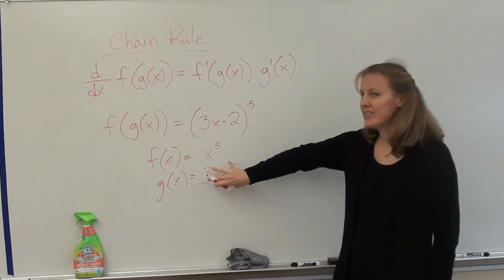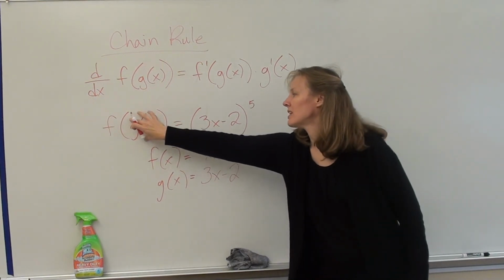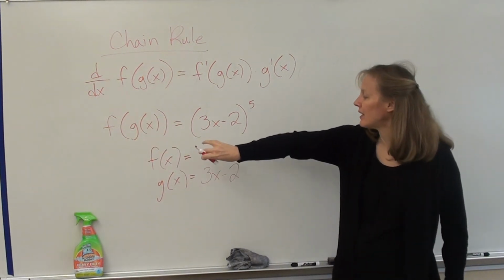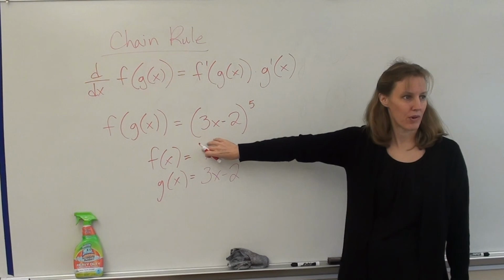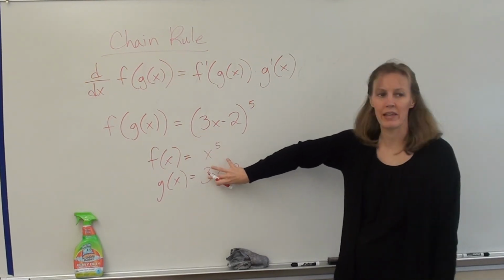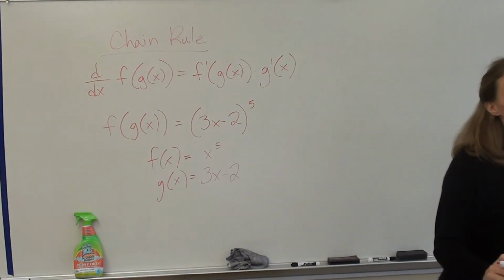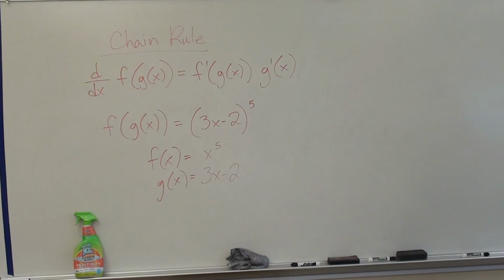You're taking this as your inside function. See how it's inside here? This is what you're plugging in to this. You're replacing the x in the outer function with this. So for a plain function, your normal input variable is just x. When you have a composition, now your input becomes another function, right? That new function is the g. That's what you're plugging in.